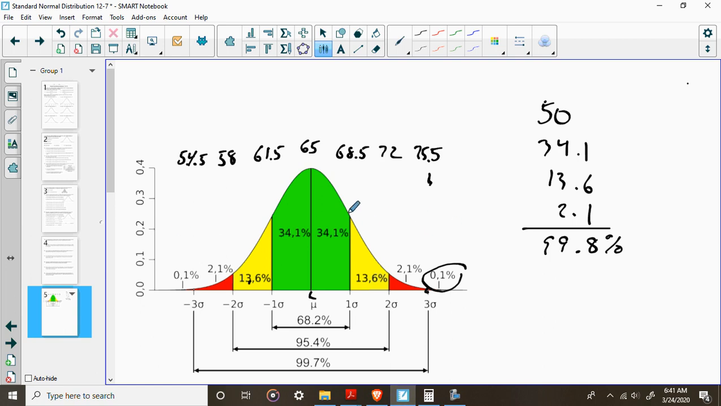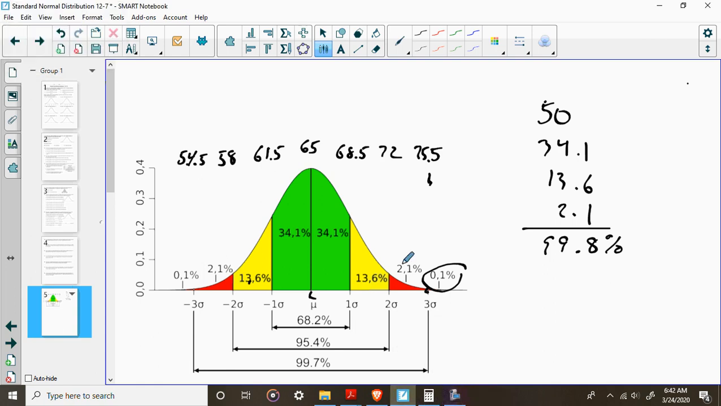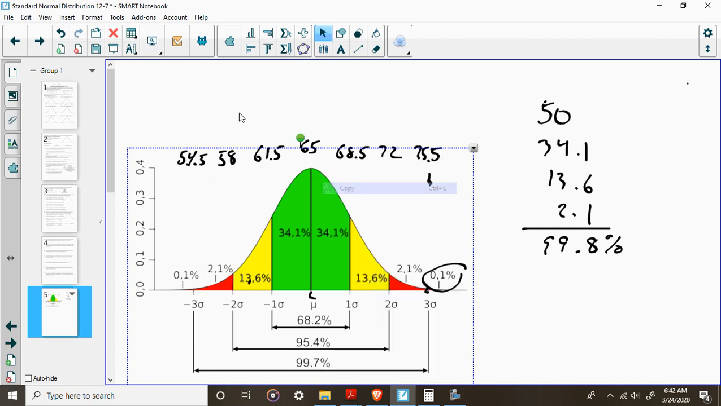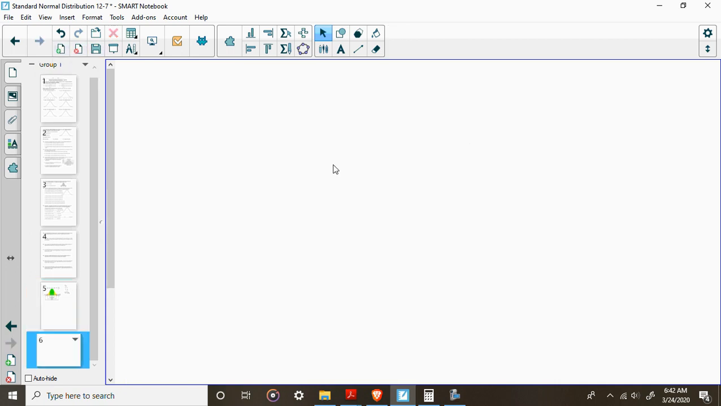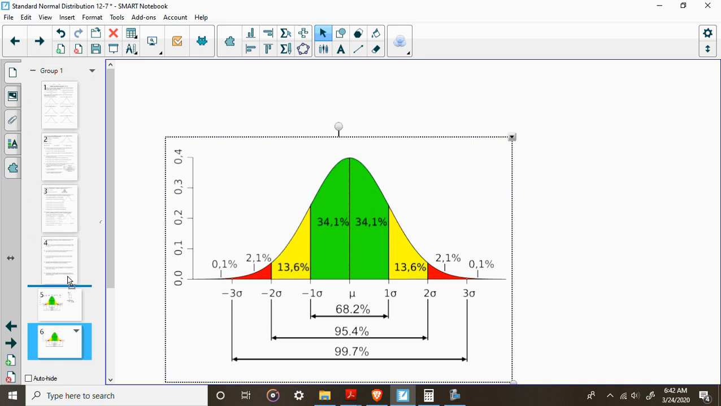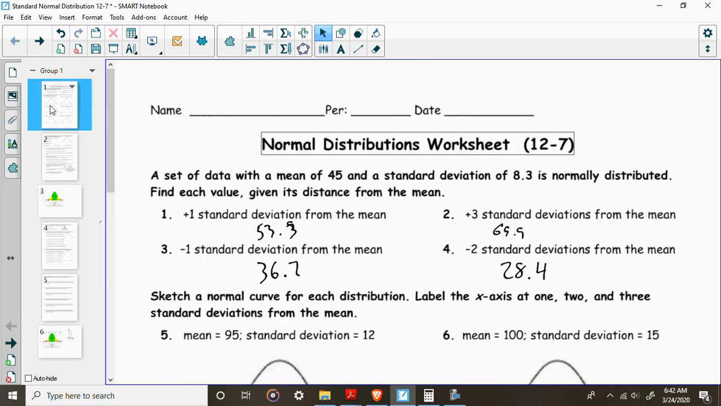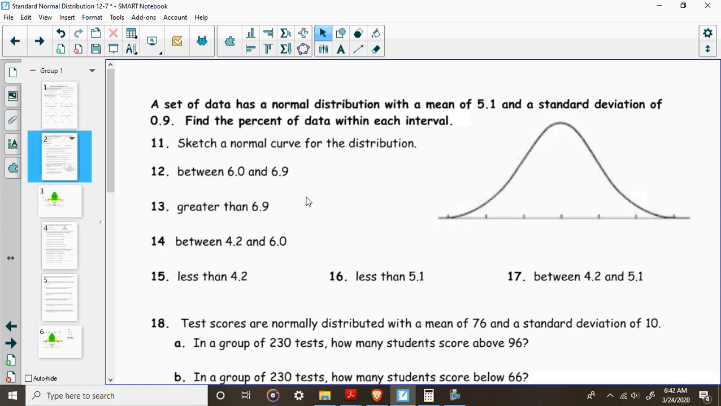Okay, so we're going to take a look at a few examples about those, and then depending on how much time we have left, we will talk about how we're going to apply these percents to a population. I do want to keep this picture. I'm going to keep those numbers for later, just in case we need them. All right, we did page one yesterday. We're talking about page two now.